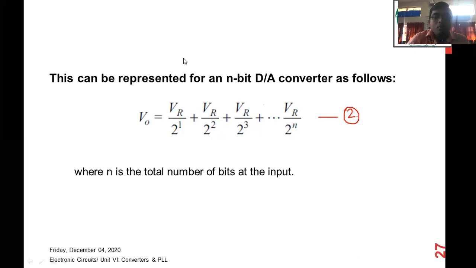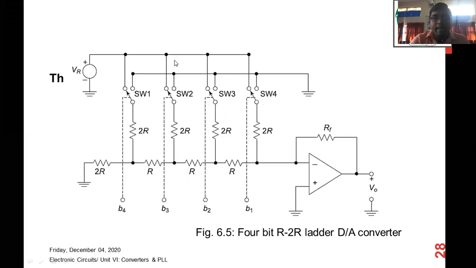Okay. So now this is the final diagram for the 4-bit R2R ladder D2A converter. You can see here the same structure that we have taken for the description of the R2R ladder, shown from MSB to LSB, represented here by using the op-amp. So it is a 4-bit R2R ladder D to A converter.